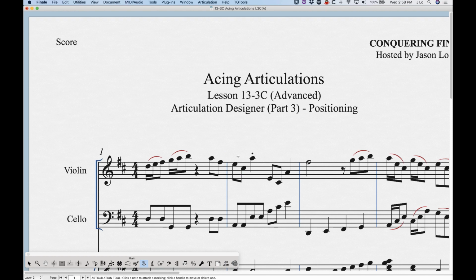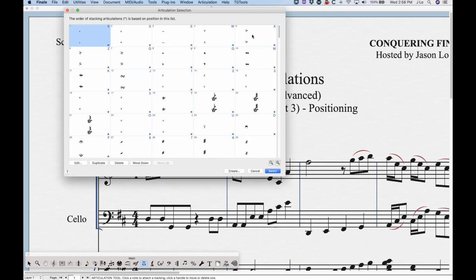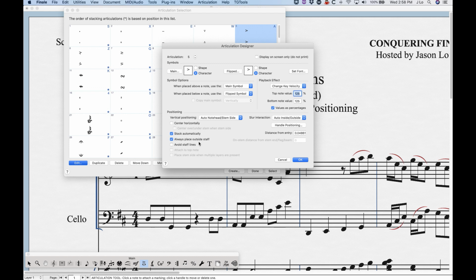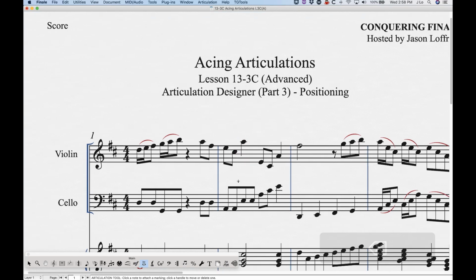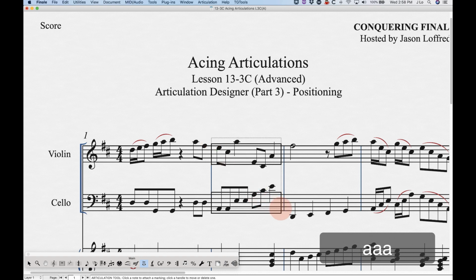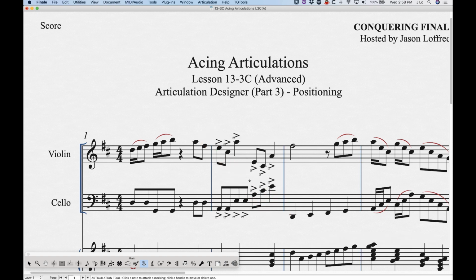The other options I wanted to look at below that were, here we go. So my accent should be centered. Stack automatically, which we talked about in video 13.2, when I talked about stacked articulations, so you can go back and look at that. Always place outside staff is, again, exactly what it sounds like. In the case of the accent, it is set to always place outside the staff, so no matter where the accent is, let me just show you this. I'll put it on all of these notes. No matter where it is, it will always be outside the staff.